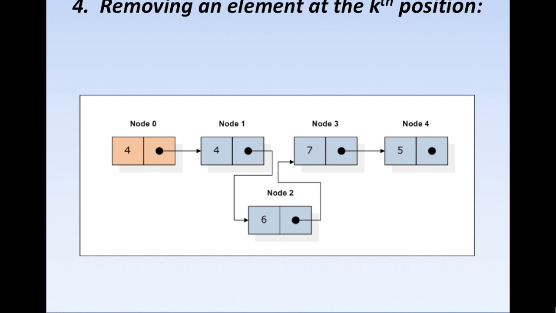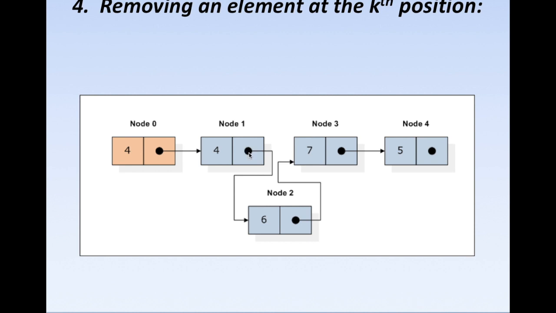Okay, so now, to remove an element from the kth position, what should you do? As you can see, we have to set a pointer to be pointing at the node that you want to remove. So we set a pointer variable equal to the pointer which is pointing to the node that we want to remove, and then set this pointer equal to the node after it.